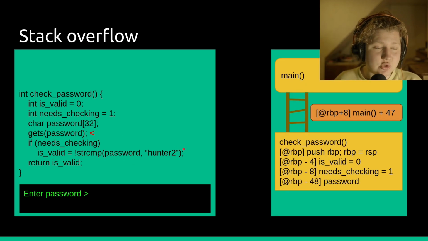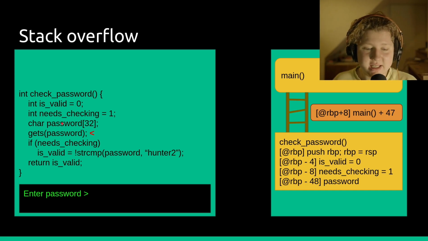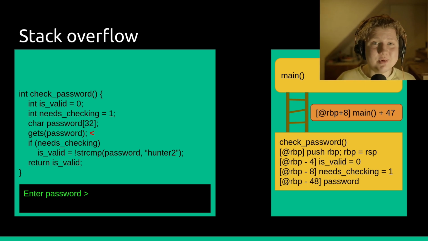User input gets read in the gets function and it reads it to the password. Now, gets is a function that is highly insecure. It reads an arbitrary amount of input and the only two ending conditions are end of file or a newline character, which is the more typical end condition.